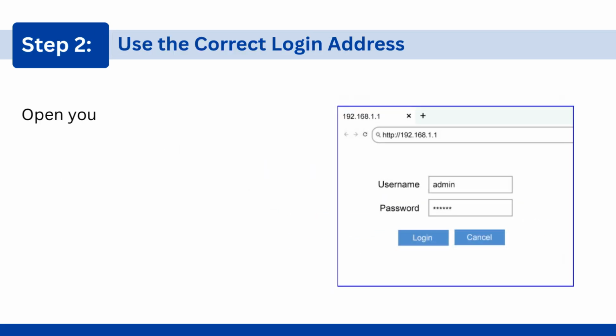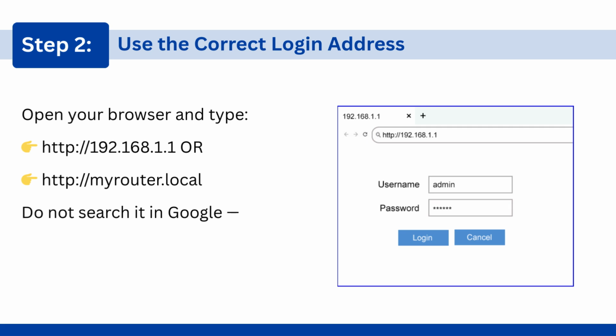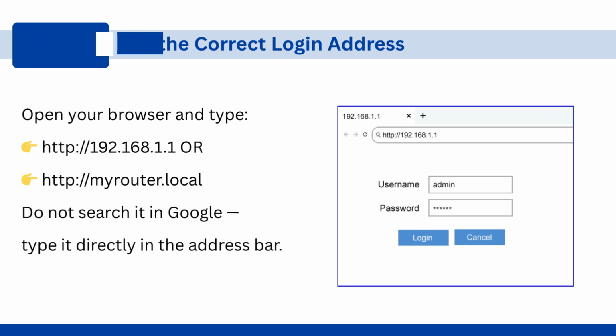Step 2. Use the correct login address. Open your browser and type http://192.168.1.1 or http://myrouter.local. Do not search it in Google, type it directly in the address bar.